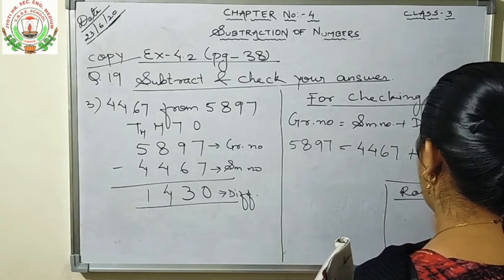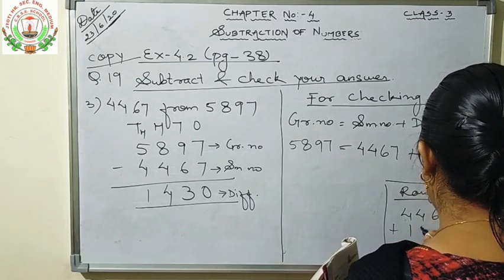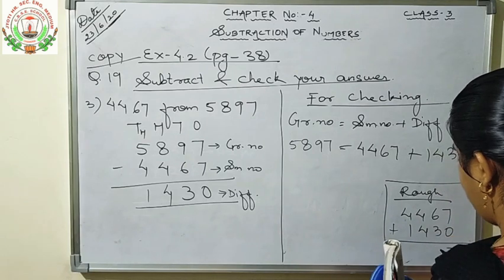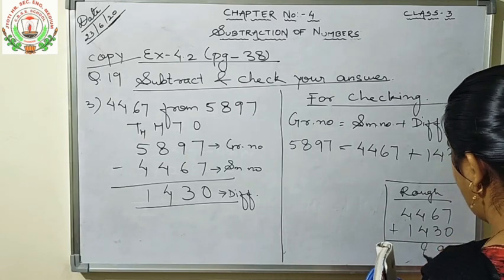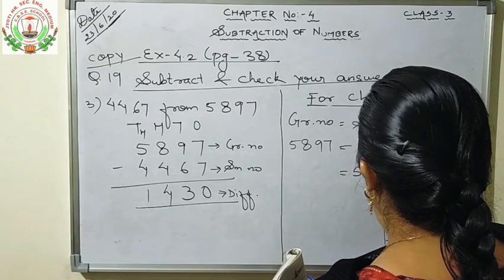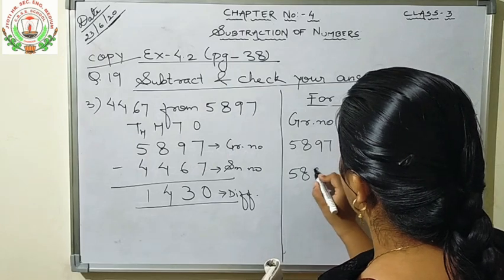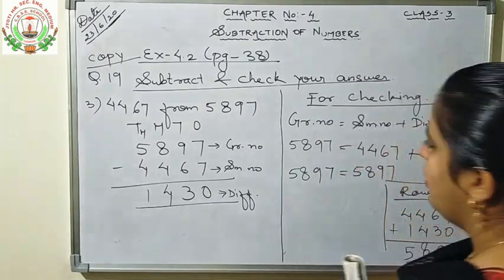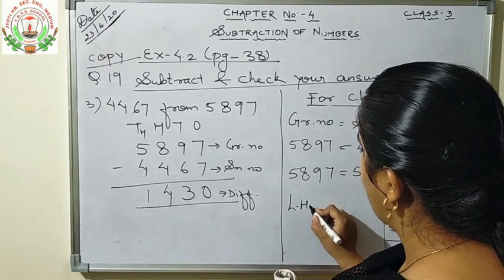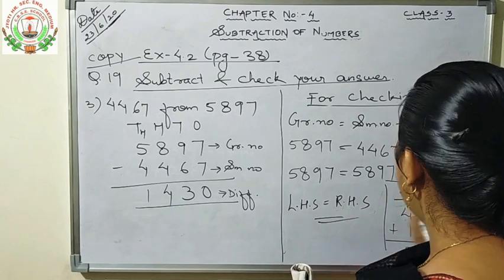In rough work you will add 4467 plus 1430. 7, 6 plus 3 is 9, 4 plus 4 is 8, 4 plus 1 is 5. So what is our answer? 5897. Here also 5897. Both the answers are same, both the sides. So we will write here, left hand side is equals to right hand side.